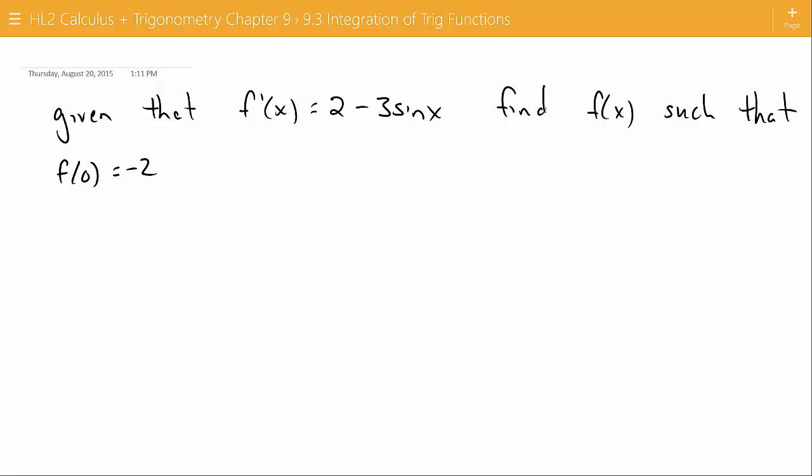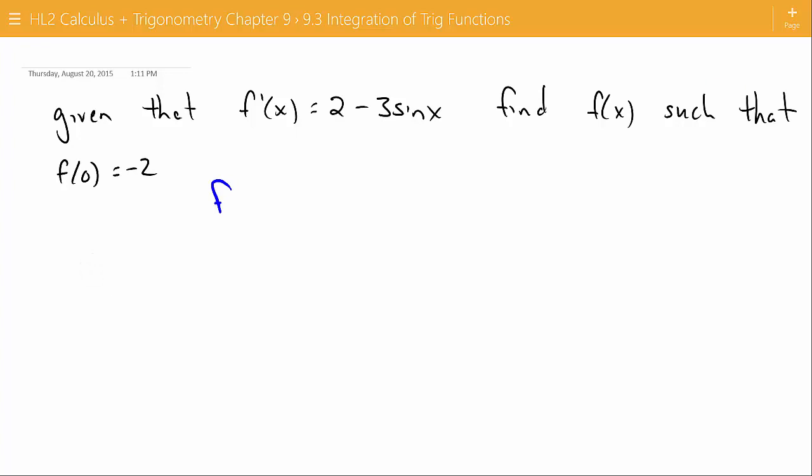Here we go, part 2, antiderivatives and trigonometric functions. So we're given that the derivative of some function f is 2 minus 3 sine x. We want to find f of x such that f of 0 is negative 2. Okay, fair enough. I can do this.